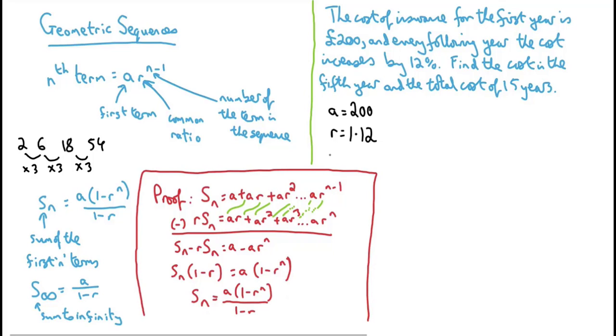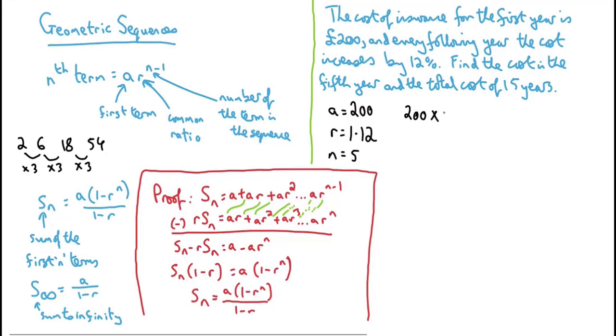And lastly, our N here, in the first example, is going to be 5. Because we're in the first part of the answer, specifically just looking at the fifth year, the fifth term, we'll do 200 times 1.12 to the power of 5 minus 1, because it's n minus 1. Plug that in your calculator, and rounding to 2 decimal places because it's money, you'll get a value of £314.70.